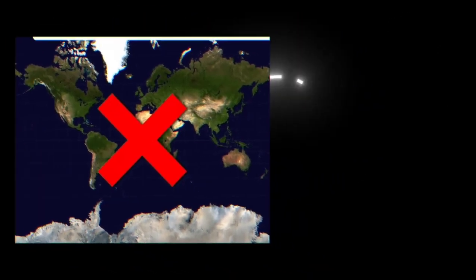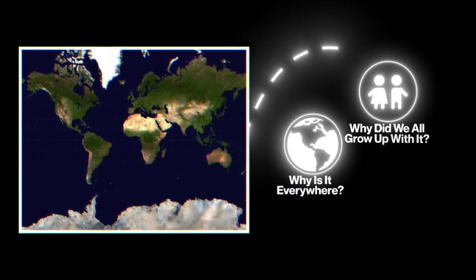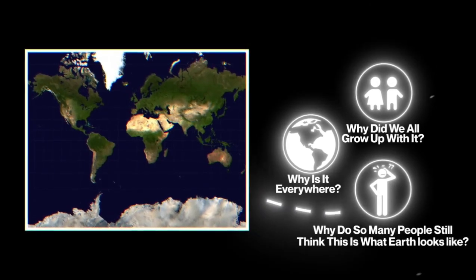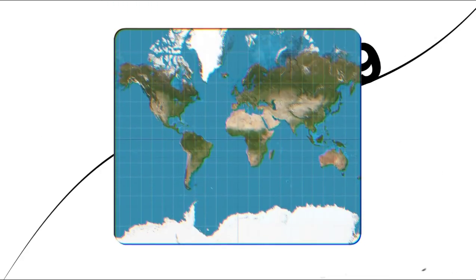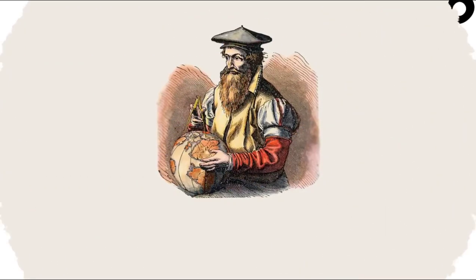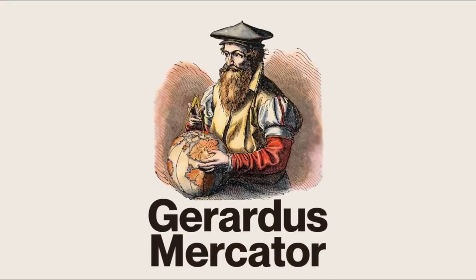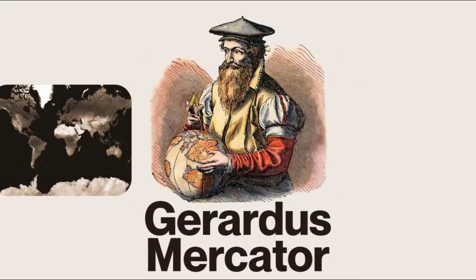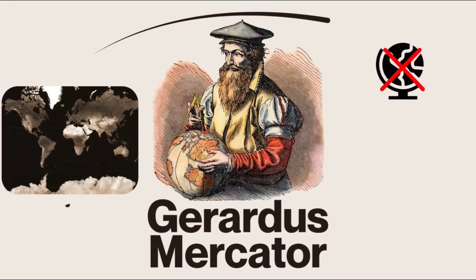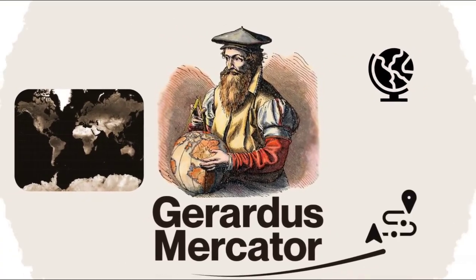So the obvious question is, if this map is so wrong, why is it everywhere? Why did we all grow up with it? Why do so many people think the world looks like this? To answer this, we need to go back to 1569. The Mercator projection was created by Belgian cartographer Gerardus Mercator. And here's the key point that most people don't know. He didn't design this map to teach geography. He designed it for navigation.